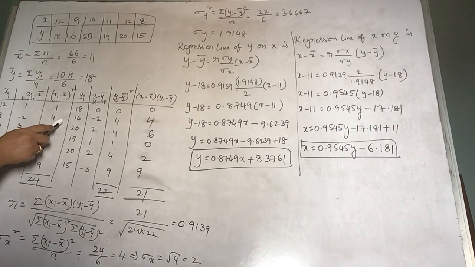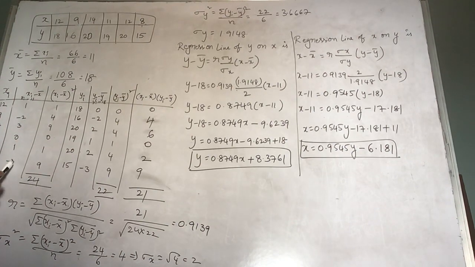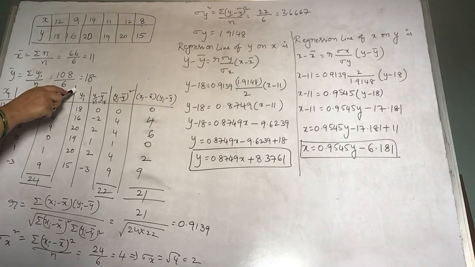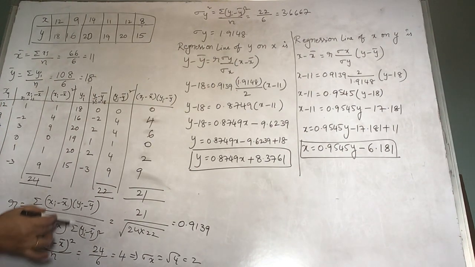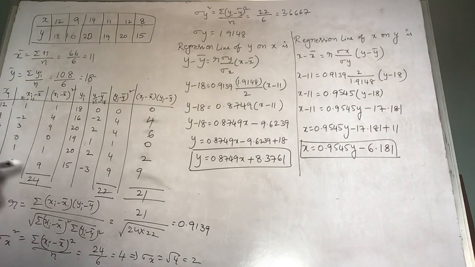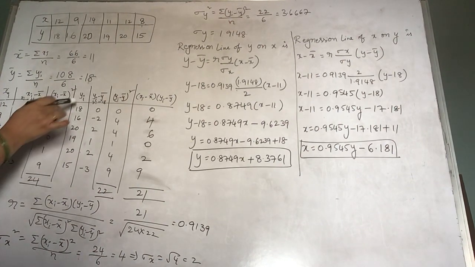Next, the squares of these values. 1 square is 1, minus 2 whole square is 4, 3 square is 9, 0 square is 0, 1 square is 1, minus 3 whole square is 9. Now we add all these xi minus x bar whole square values, and we get summation of xi minus x bar whole square equal to 24.